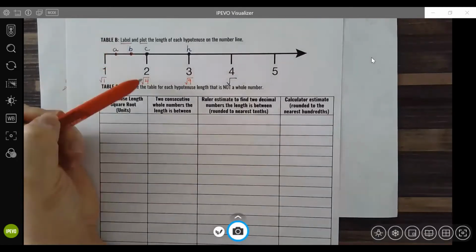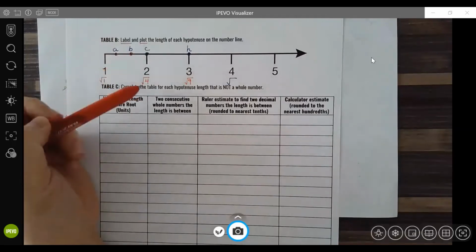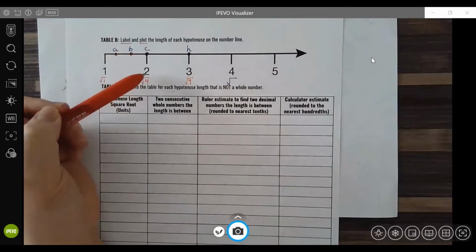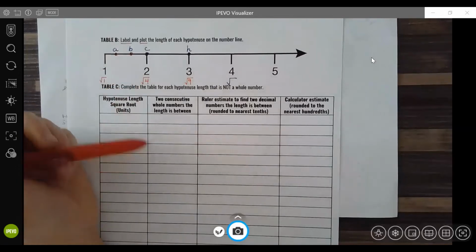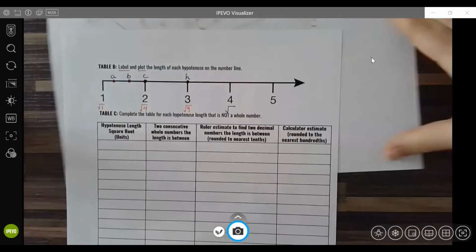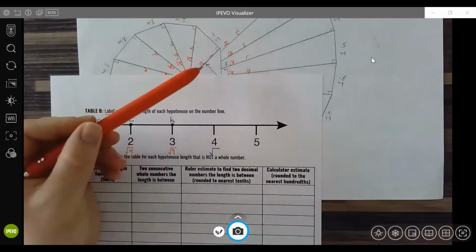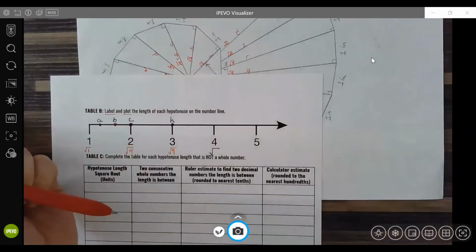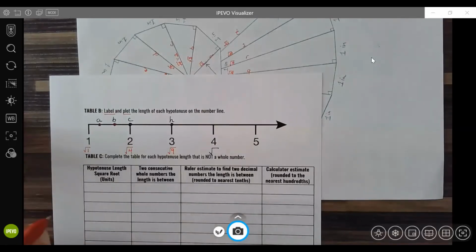So we said the square root of 4 equals 2, which is point C, and so that would not go on my table because the square root of 4 equals the whole number 2. And so I'm going to skip the square root of 4 when I get to that point. And so on my wheel, I'm going to start with the square root of 2, which was point A. And so the hypotenuse length would be square root of 2.